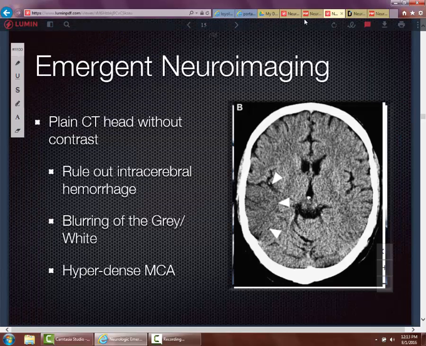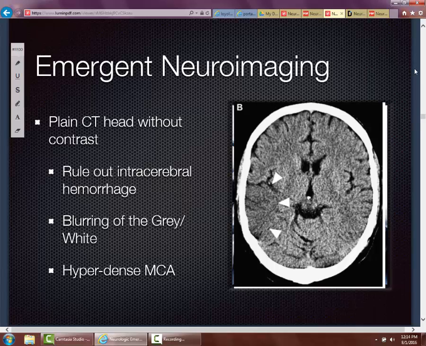So the first imaging modality we're going to use is a plain CT head without contrast. The primary thing you're going to do with this is rule out intracerebral hemorrhage. A very, very intelligent Canadian person came up with these other 2 signs he saw on non-contrast CT. It's blurring of the gray-white cortex, and you can assign a score to this. It's called the Alberta Aspect Score.